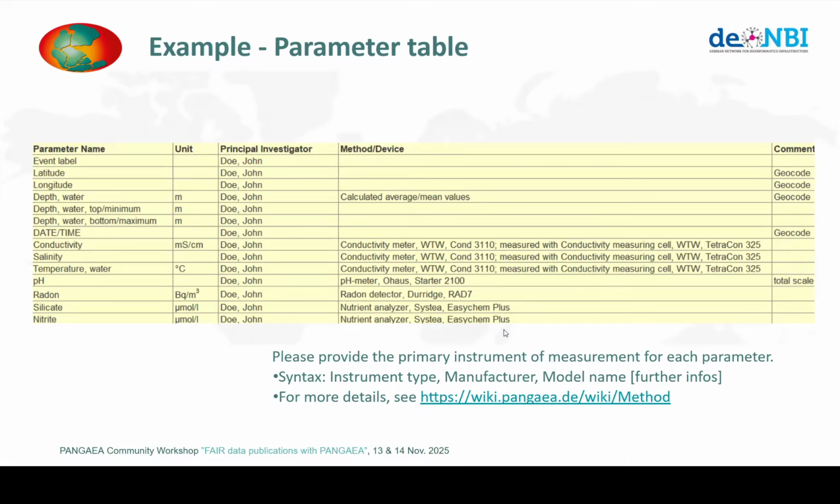You have the method device information, which is usually the primary instrument of measurement. And we have a special syntax there, which is instrument type, manufacturer, and model name. And you can also add a comment and find more information about methods in our wiki.